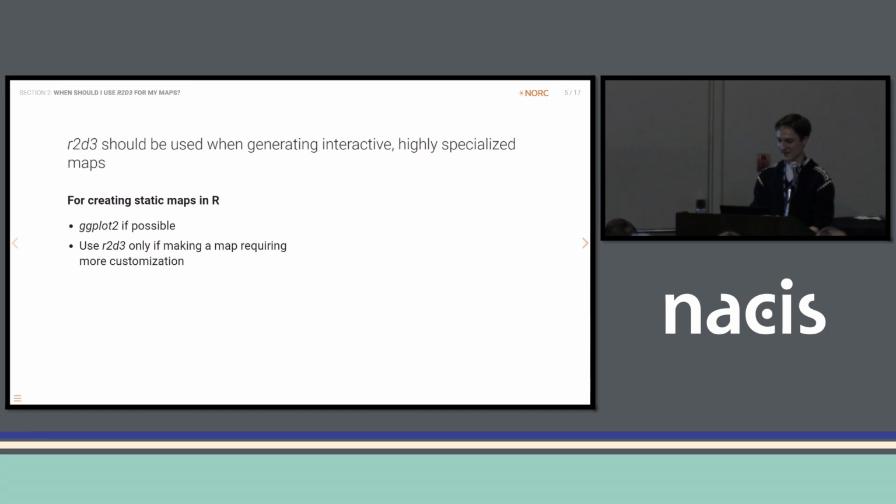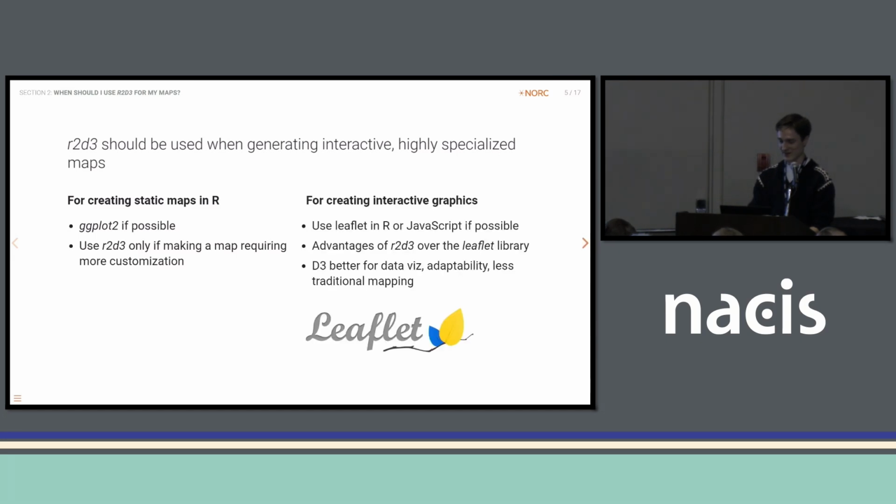I'm just going to touch on quickly a couple other ways to create maps in R. So R2D3 is great for interactive maps, but for static maps, ggplot2 is kind of the standard. As a caveat, it is really difficult to use to make a high-quality product, but it is great for quick and dirty static maps and other data viz. For interactive maps in R, you also have Leaflet, which is originally a JavaScript library, but there's an excellent R package for it as well.